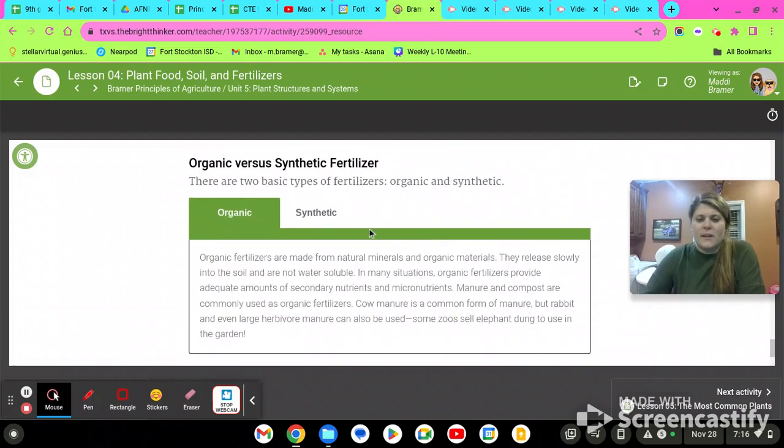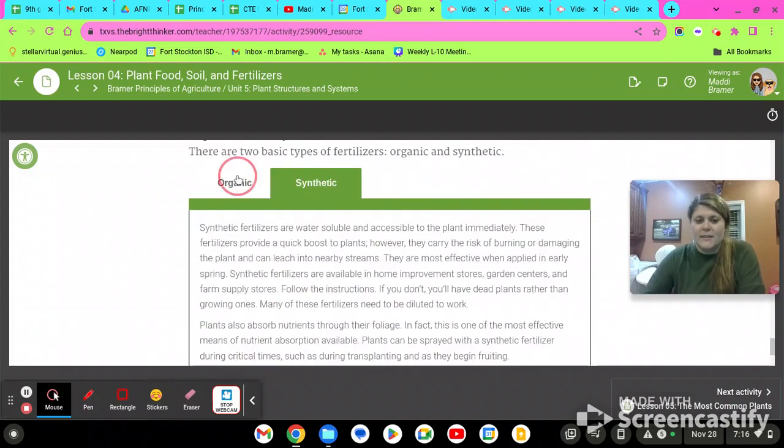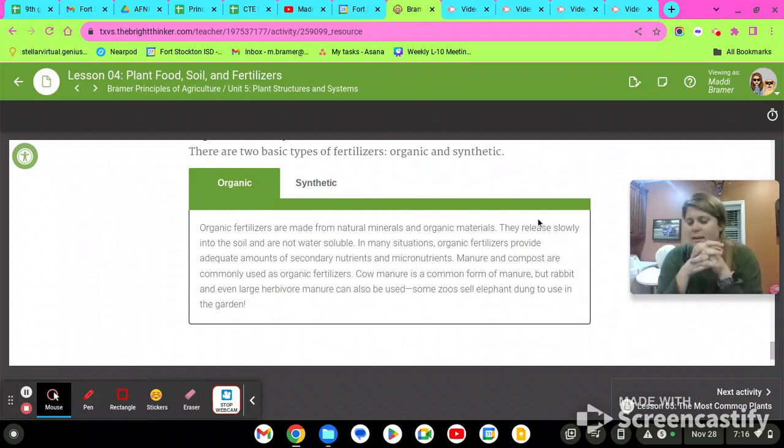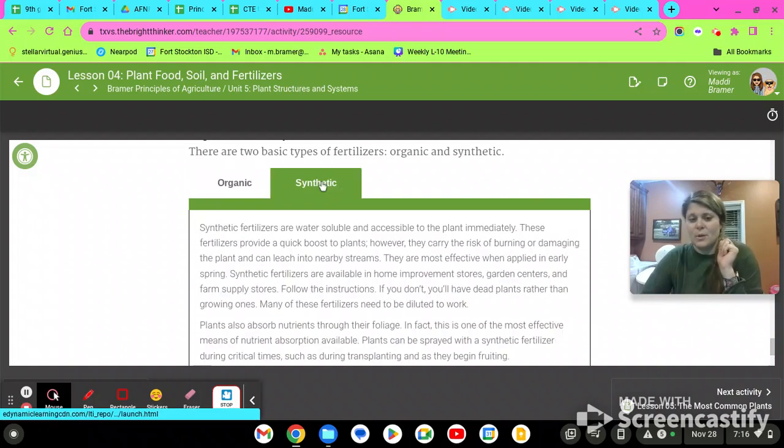And then I'm going to talk about fertilizers. There are 2 different types: organic and synthetic. Organic is something that is natural. Manure and compost are going to be the main sources of organic fertilizer. They slowly release into the soil. They're not water soluble. Manure and compost are really popular. Cow manure is really common and popular. Rabbit and even large herbivore manure can also be used. Some zoos sell elephant dung to use in the garden. So there you go. Get you some elephant poop from the zoo for your garden.